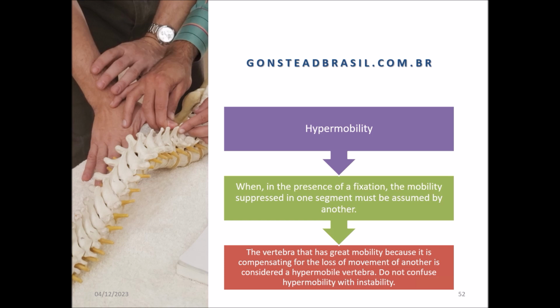Gonstead also considered that hypermobility is something that occurs when there is another segment with hypomobility. I can explain that. In the presence of a fixation, the mobility suppressed in one segment must be assumed by another. The vertebra that has greater mobility because it is compensating for the loss of movement of another is considered a hypermobile vertebra. Do not confuse hypermobility with instability.